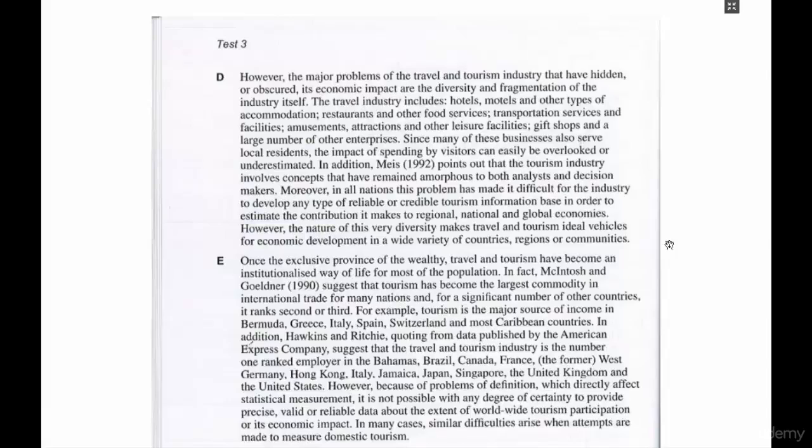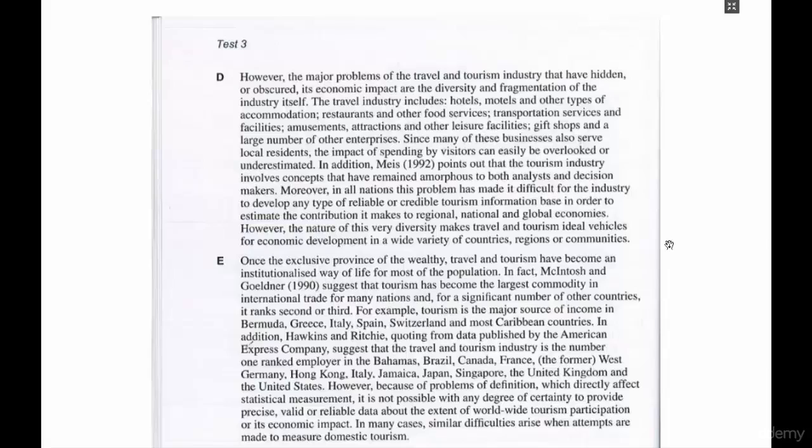However, the major problem of travel and tourism, I'm reading the first sentence of paragraph D. The major problem of the travel and tourism industry that have hidden or obscured its economic impact are the diversity of fragmentation of the industry itself. So let's just look for this one, everyone. I want to show you something. I want to show you that if you understand the topic sentence, you can always pick an answer very easily. Look, for this one, I'm only going to look at the topic sentence to show you what I'm talking about.